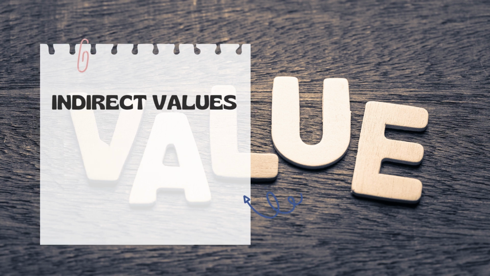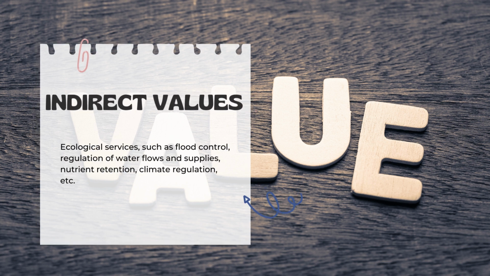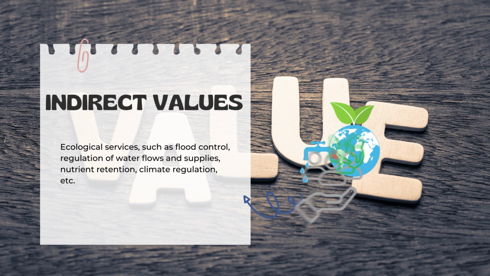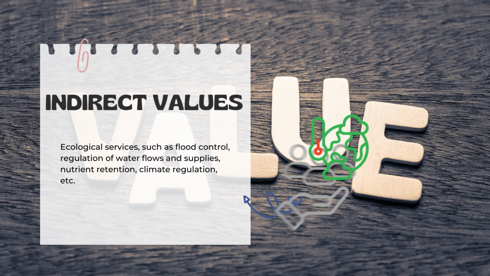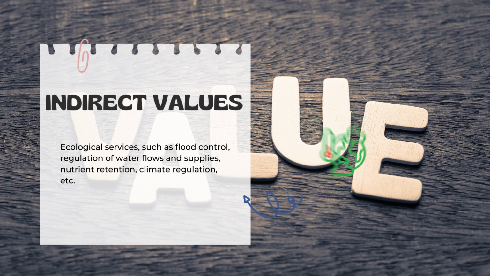When I talk about indirect use values, these are something that are called intangible. So, while direct values are tangible, indirect values are mostly intangible and are benefiting us through their indirect support. These are, for example, ecological services such as flood control, soil erosion control, regulation of natural and microclimate, water flows, supplies, biogeochemical cycling, climate regulation, etc.